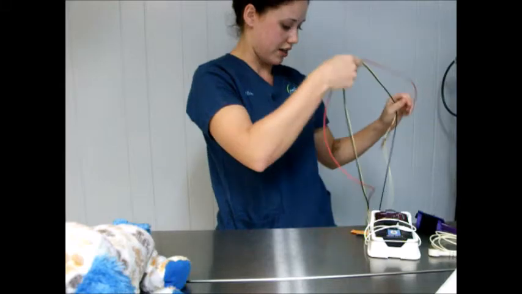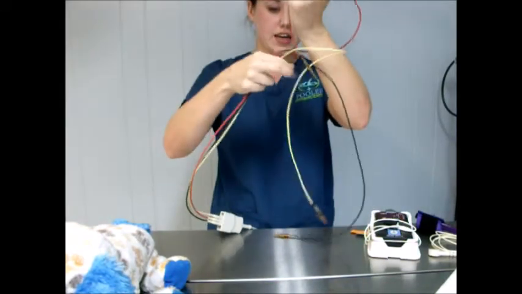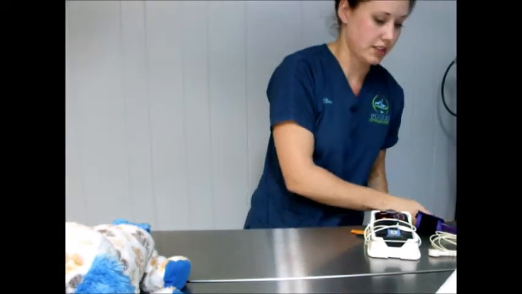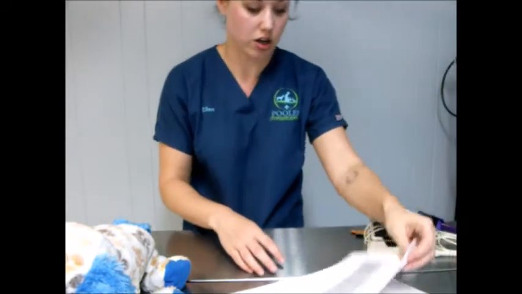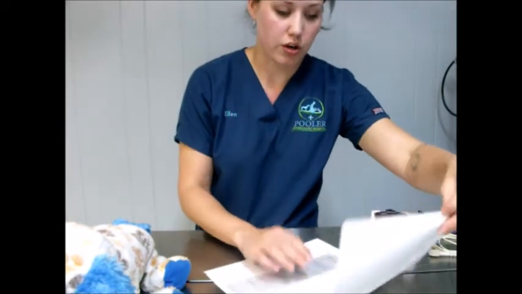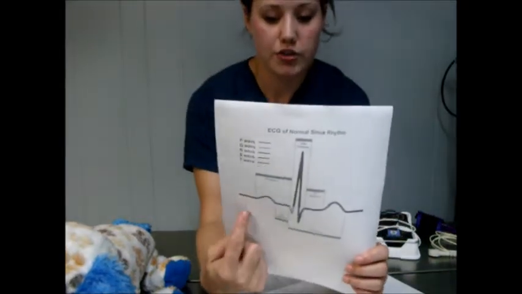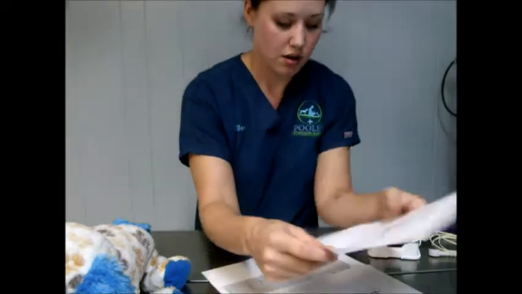So our EKG leads here go to our monitor. This is what gives us that EKG reading, which gives us the wave that tells us about the electrical conductivity activity of the heart. In dogs and cats, it's normal to have a normal sinus rhythm. So we want to make sure that they have that normal P wave with the QRS complex.